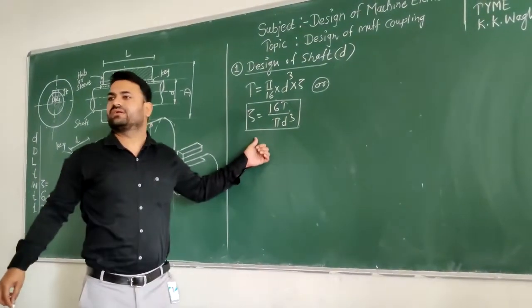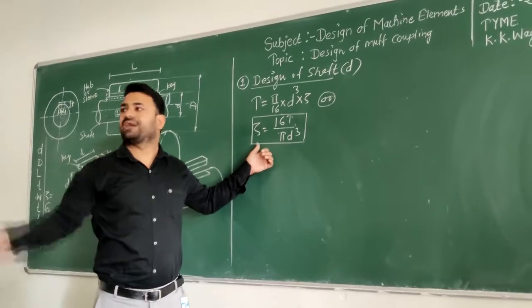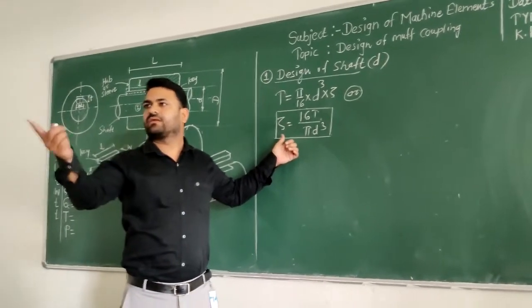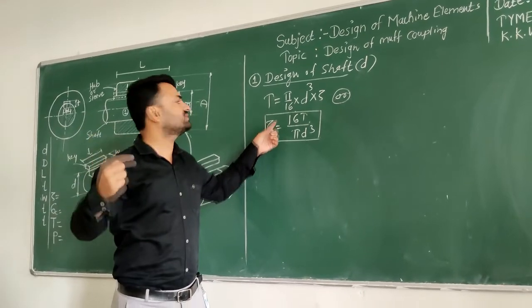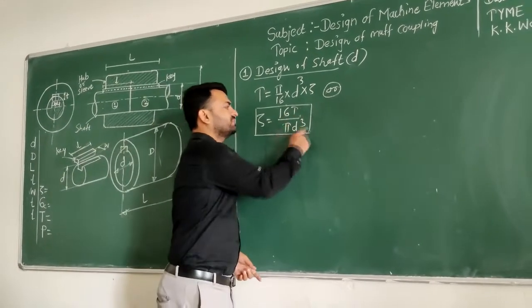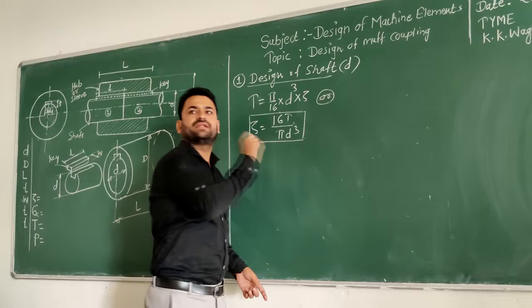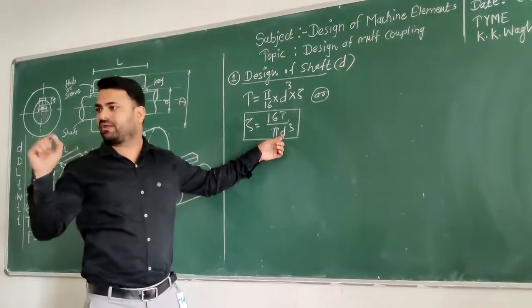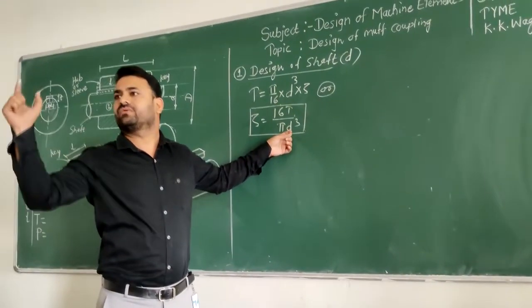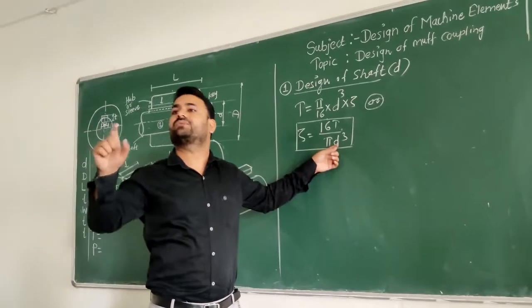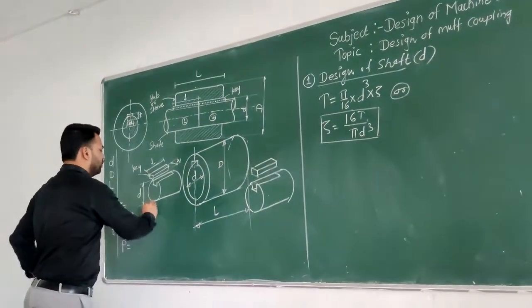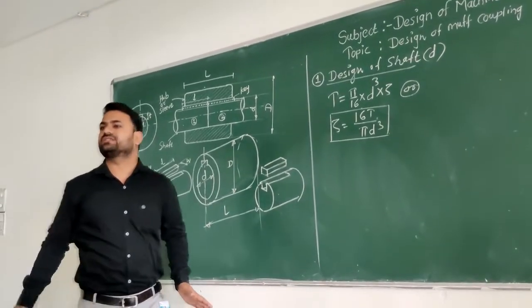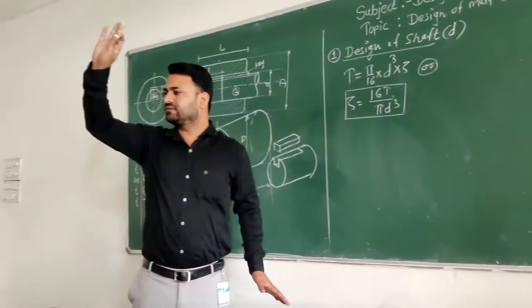Here we get the diameter of the shaft. Shear stress is known. Power is known, which means torque is known. The only unknown is the diameter. So in step number 1 we get the diameter of the shaft. Step number 1 is over. Here we get the diameter of the shaft. Everybody got it? Yes sir.